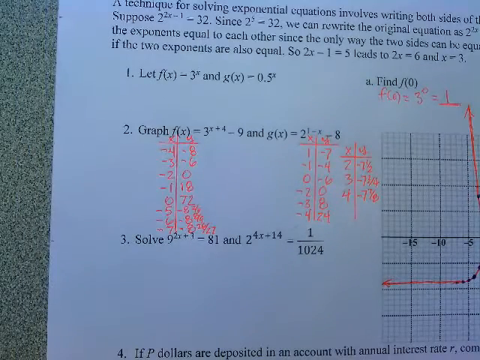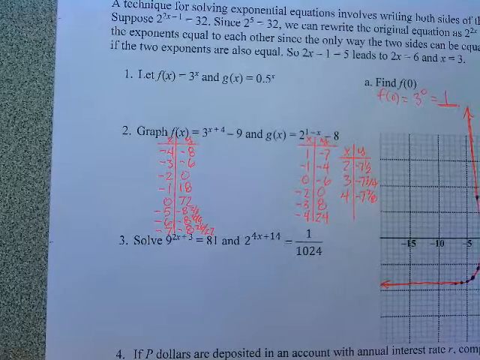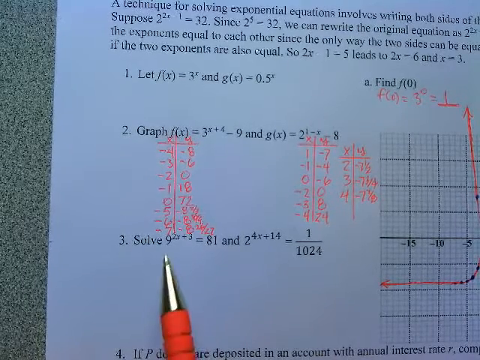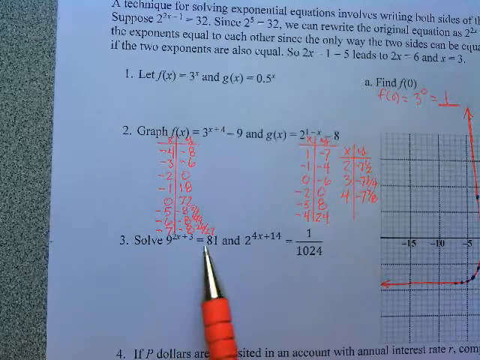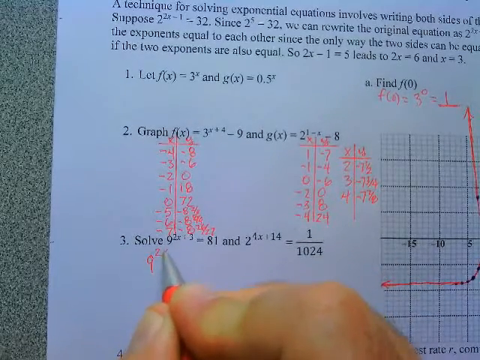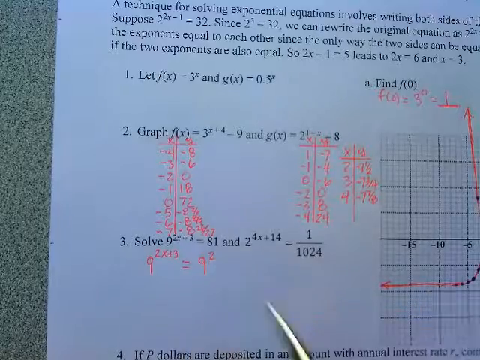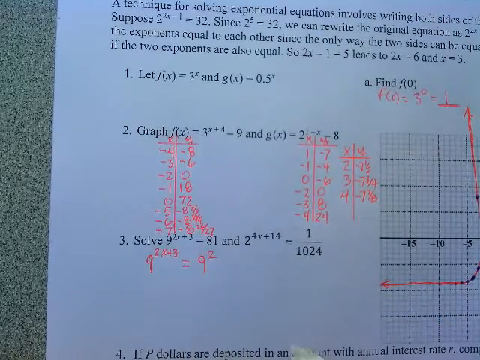All right, let's look at a couple of examples of changing base to solve a problem. In this first one, we have 9 to the 2x plus 3 equals 81. Well, I can rewrite that as 9 to the 2x plus 3 equals 9 squared. 81 is 9 squared.